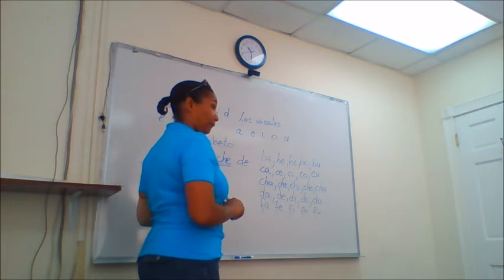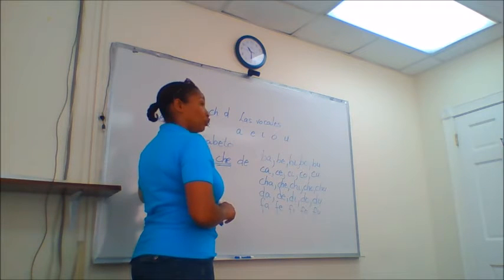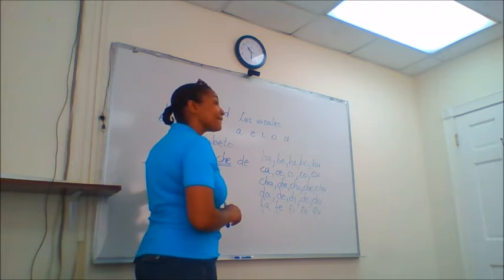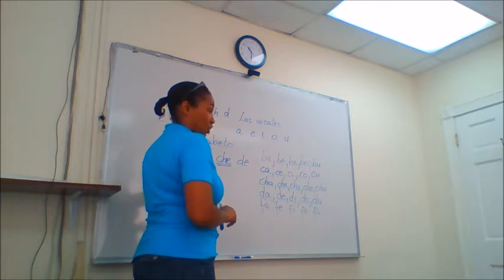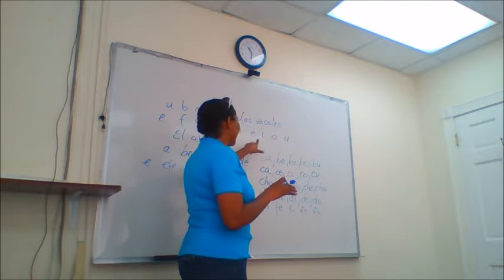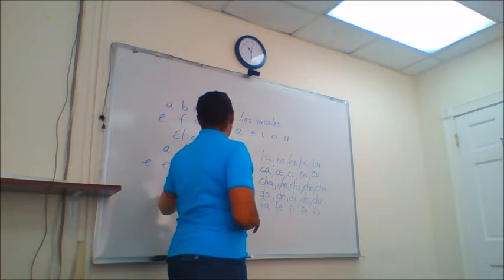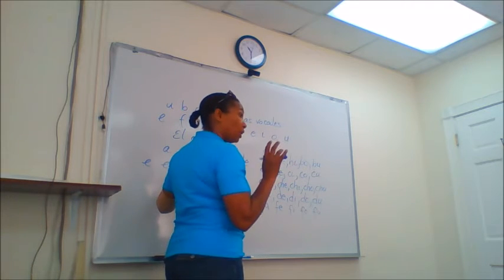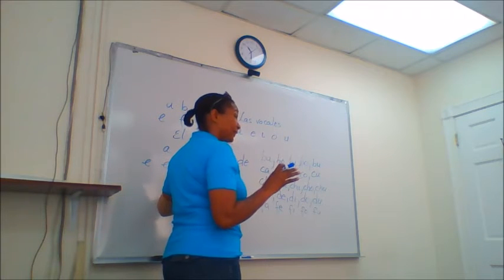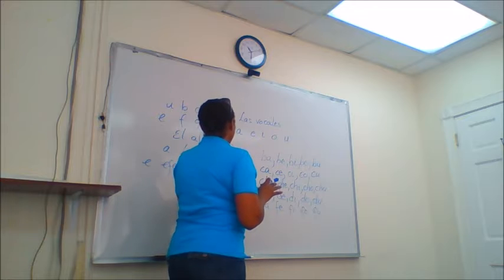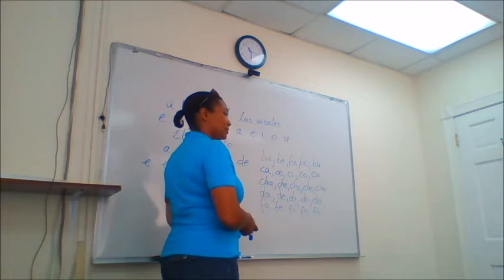So G with A is ga. G with E is he. And I, it's also like a G could be the sound that follows, because this is the letter I, which goes E. So it can be that soft sound as well as the hard G sound. That's why I told you it's special. You have to learn them. But when it follows A and O, you have that hard sound. It's ga.